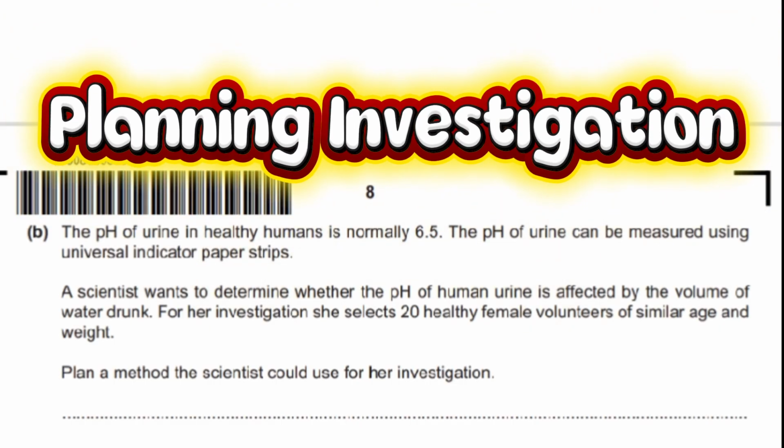A scientist wants to determine whether the pH of human urine is affected by volume of water drunk. For her investigation, she selects 20 healthy female volunteers of similar age and weight. Plan a method the scientist could use for her investigation.